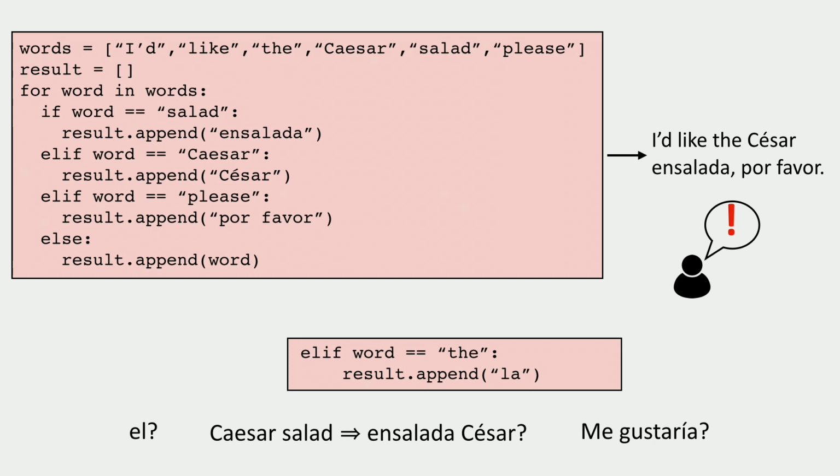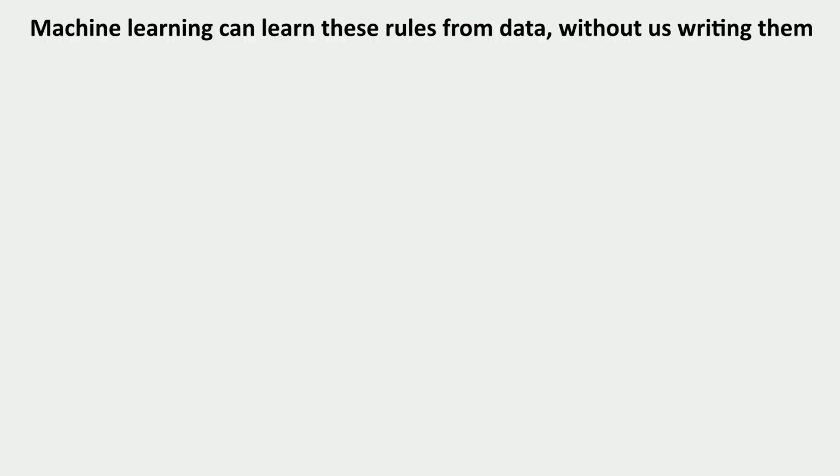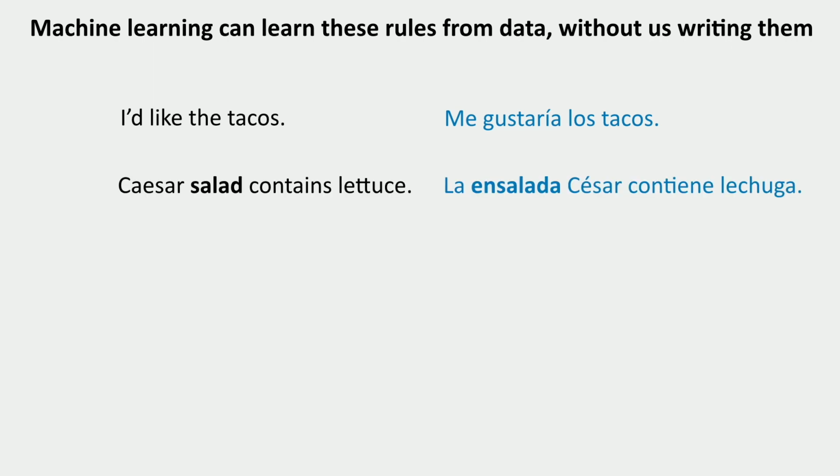So it becomes very difficult to write down enough rules to be able to do this kind of complex task of translation. Instead, machine learning allows us to learn these rules from data without us writing them. What is data in this case? Data is pairs of sentences where we have an English sentence and the translation in Spanish that was written by a person. And so we can have a bunch of examples like this that we collect just from things that have already been translated in the world.